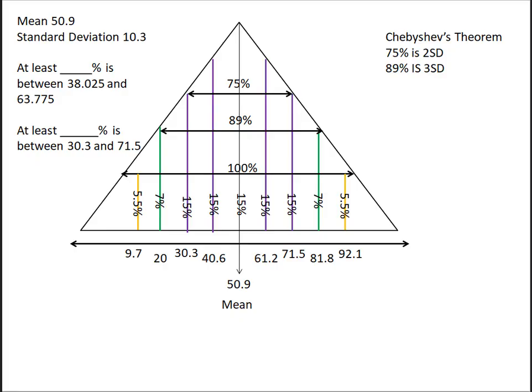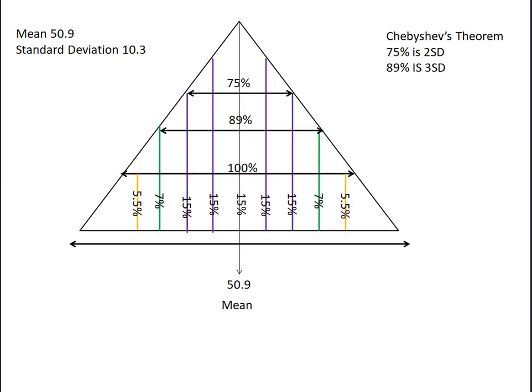The first line we drew in the middle of the triangle is the mean. For every problem, you're going to get a mean, you're going to get a standard deviation. No matter what you read from the original question or problem, you only need the mean and the standard deviation. This problem says the mean is 50.9 and the standard deviation is 10.3. We're going to go to the center line as it is shown on the screen.